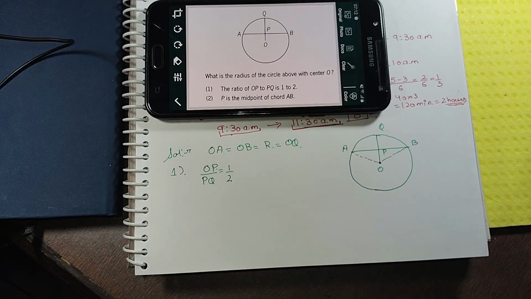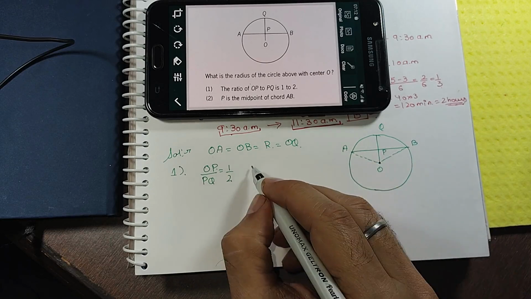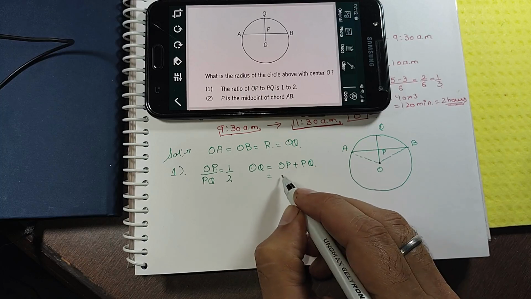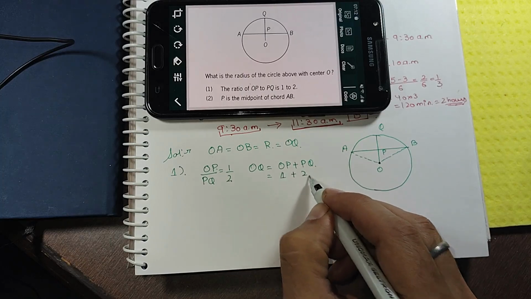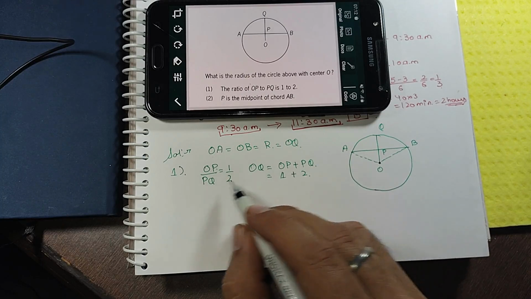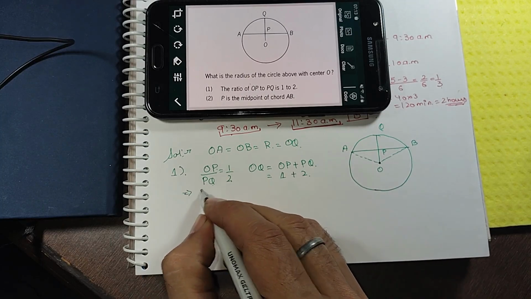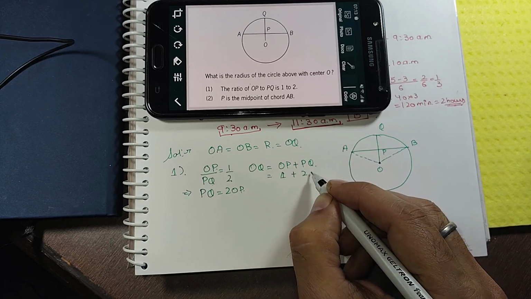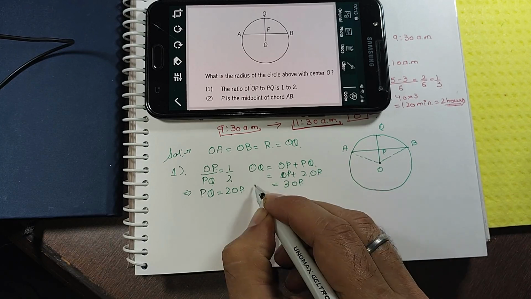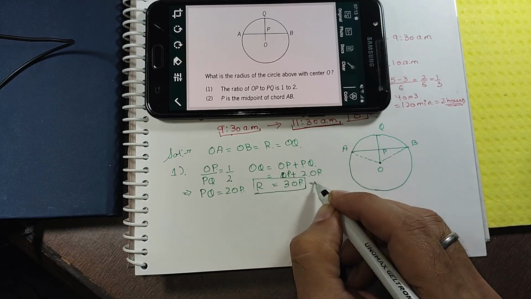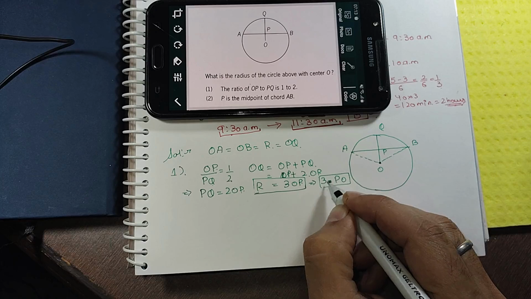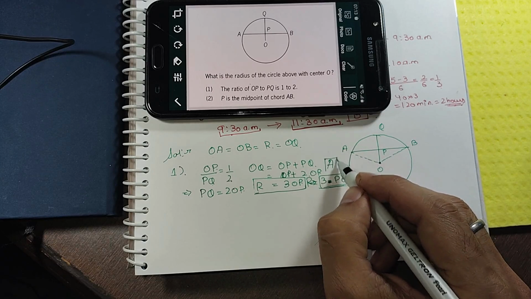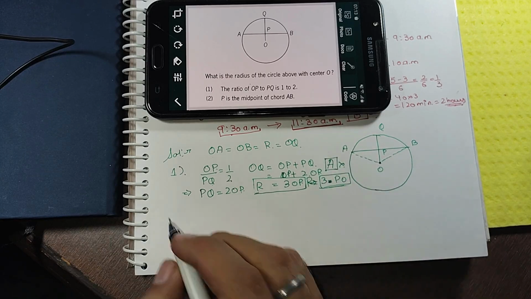So this basically means that the radius is OQ, so I can write OQ equal to OP plus PQ. Or I can write this as OP is 1 and this is 2, in terms of ratio. So PQ equals twice OP. So the radius is 3 times PO. Nothing else has been given to us, so I can say that statement A is not sufficient to answer my question. Now moving to statement 2.